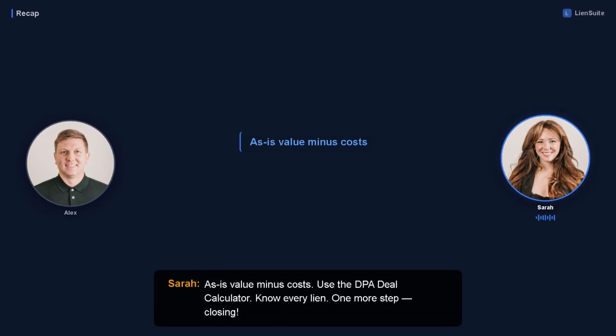So it's as-is value minus costs. Use the DPA deal calculator. Buy fractional interests for heir properties. And always know every lien before you commit. One more step to go. Closing the deal and curing the title.